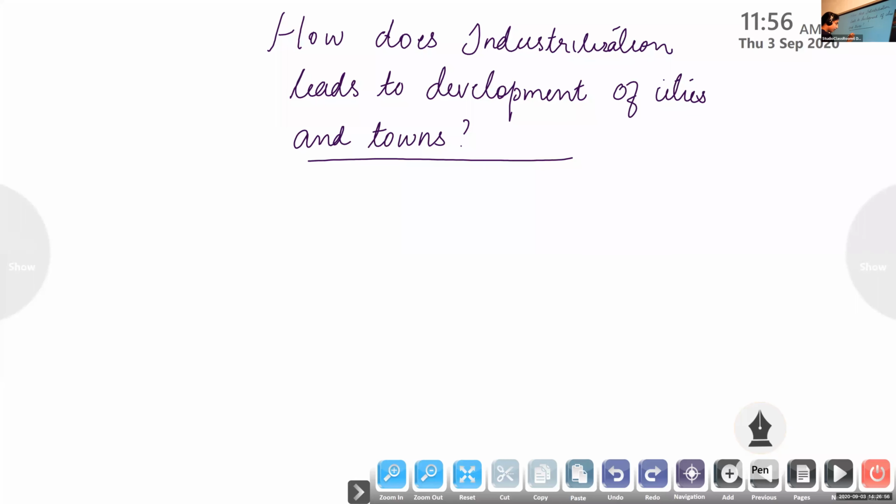Just imagine an industry came and exists in your place. Then how will it bring change in your area? Laborers will come, those who have no jobs will come. Yes, it will create job opportunities, right? Very good. I'll write your points over here: create job opportunities.